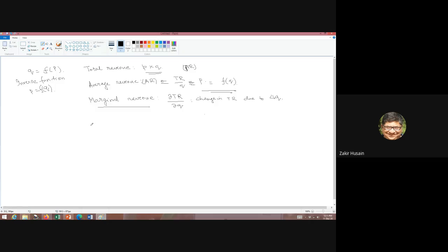Now, I want to discuss two things. First of all, you can see that average revenue is simply the demand function. We can write the demand function in either of these two ways. Average revenue is the demand function when we write it in this manner. So that means this is again equal to.